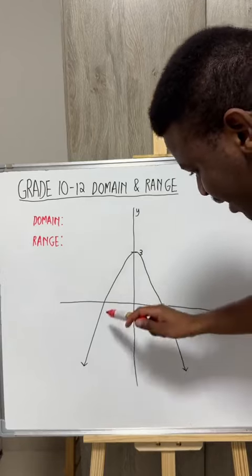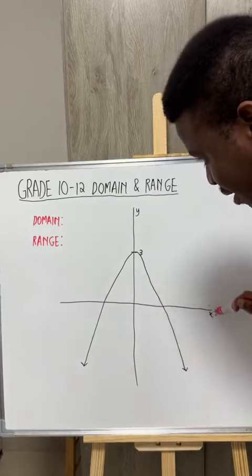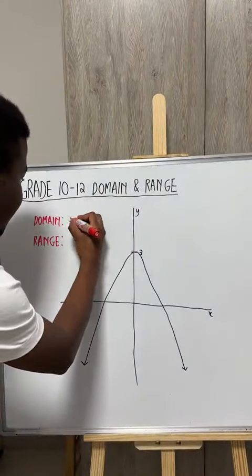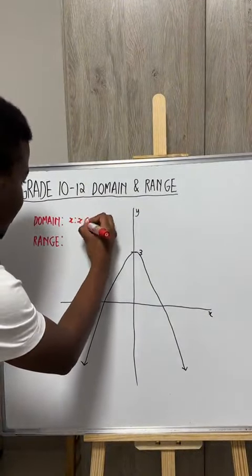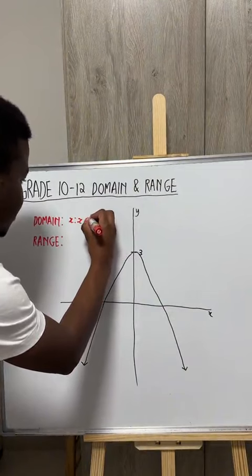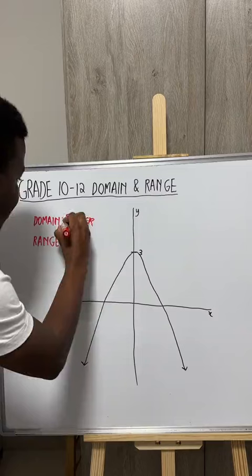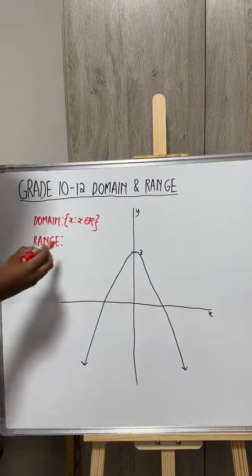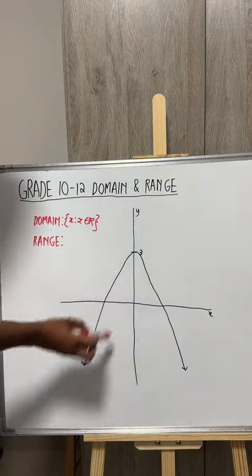Since we can see that this graph is defined for all values of x, the domain in set notation is simply x is an element of real numbers, because this graph is defined for all real numbers, whether they are positive or negative. So that's the domain for the graph.